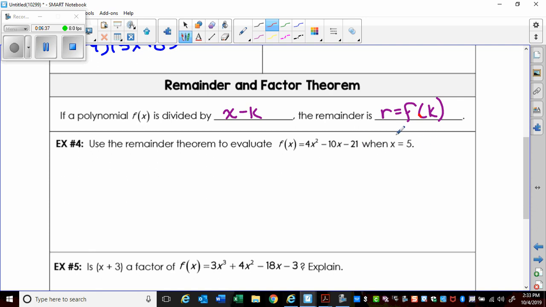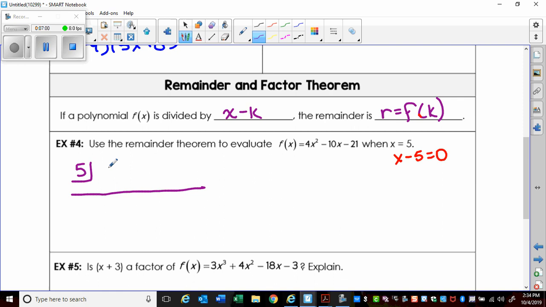Okay? It says use the remainder theorem to evaluate this when x equals 5. So we're going to say x equals 5. This one is already solved for you. The factor would be x minus 5 equals 0. Okay? But we change the sign. We move it over, we change the sign. My sign is 5 now. Put it in the box. Draw a line underneath it.